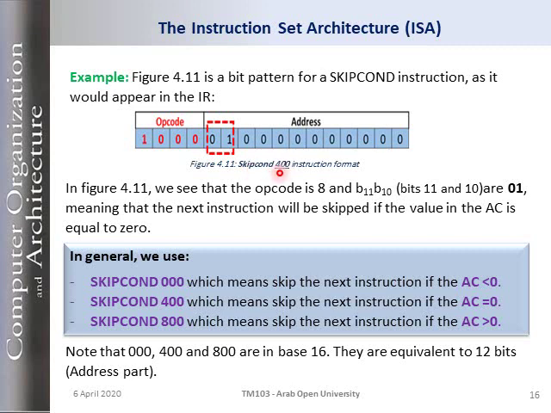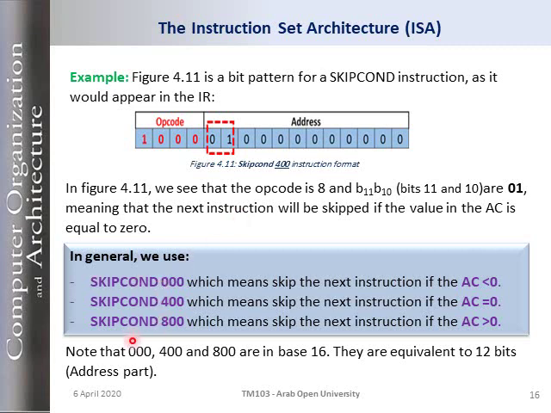How did we calculate this? First 4 bits are 0, second 4 bits are 0, so this is 0. The last 4 bits, if you convert them from binary to hex, it's 4. So skip condition 400. We set the opcode to 8. Then bits 10 and 11 are 1, 0, which means the next instruction will be skipped if the value of the accumulator is equal to 0. If it's true, we will skip the next instruction. If it's not, then we will not skip the next instruction.